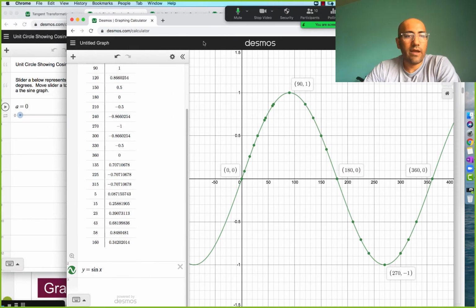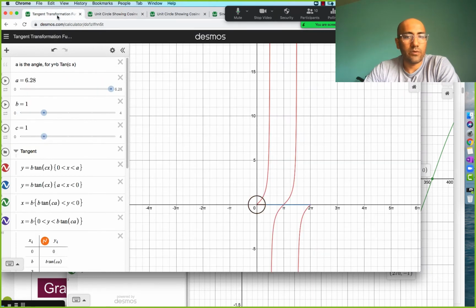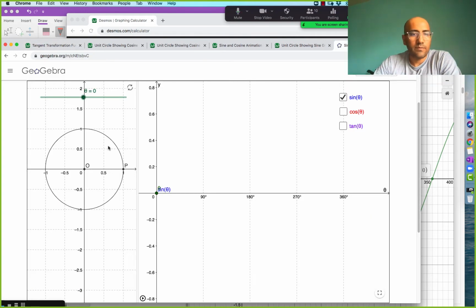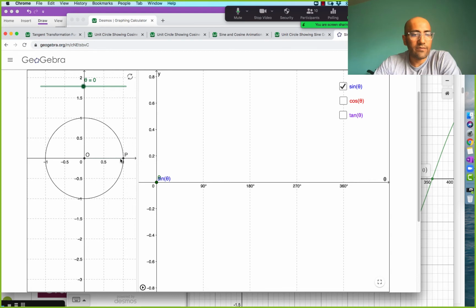There's a nice graphic for that I found over here. Not that one. This one. Okay, so here's another nice little graphic to show the graph of sine.